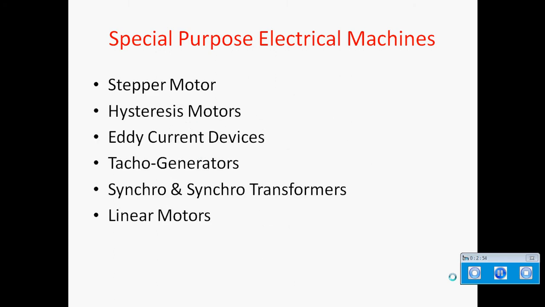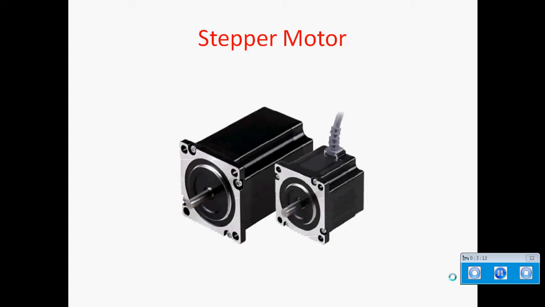Here all the special purpose machines are mentioned. You can see stepper motor, hysteresis motor, eddy current devices are also there, tacho generators, synchro and synchro transformers and linear motors. These points here I am going to discuss. First is stepper motor. In the image you can see the construction of stepper motor.